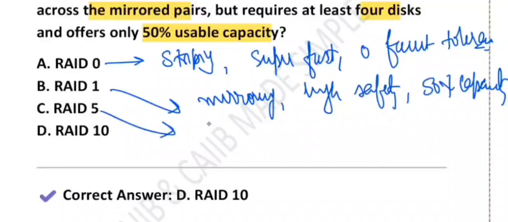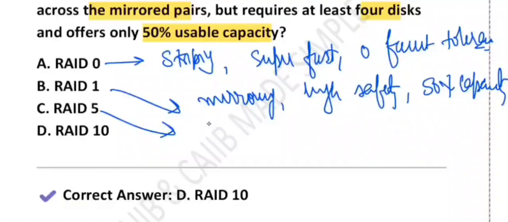RAID 5 includes both striping plus parity, right? It has a good balance, but it is not as fast or as fault tolerant as RAID 10. The correct answer is RAID 10, right?